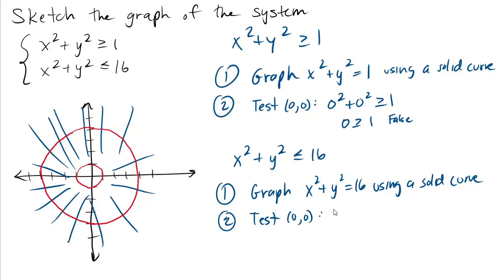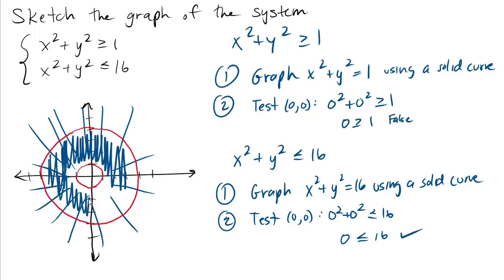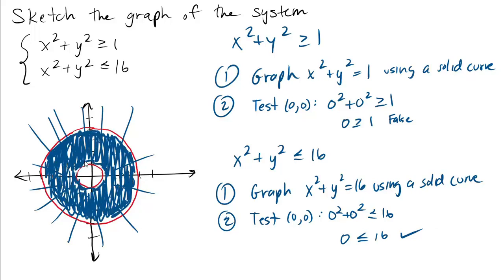That gives me 0 squared plus 0 squared is less than or equal to 16. 0 is less than 16. This is true. So I want to shade everything inside of that circle. And I'm not going to shade everything. I'm just going to shade the overlap. I hope you can see where the overlap is going to be. It's outside of the smaller circle, but inside of the second circle. Our solution set is everything in that donut-shaped region. Like I said, not super fun, but math fun.